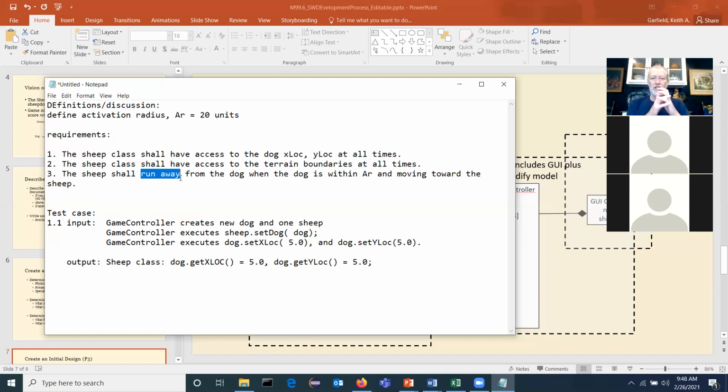And what does run away mean? It would have to be the opposite direction of the dog, but for this one, again, you're working with the grid pattern. You'd have to make it so the X and Y location are no longer in the same area as the dog. I would do it where, if you draw a line between the dog and the sheep, that line has an angle, and I would have the sheep movement be at the same angle. I'd do it that way right off the bat. But you have to define that.